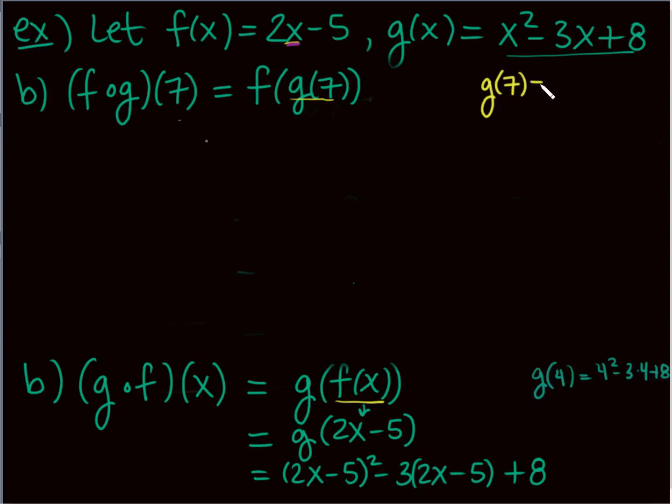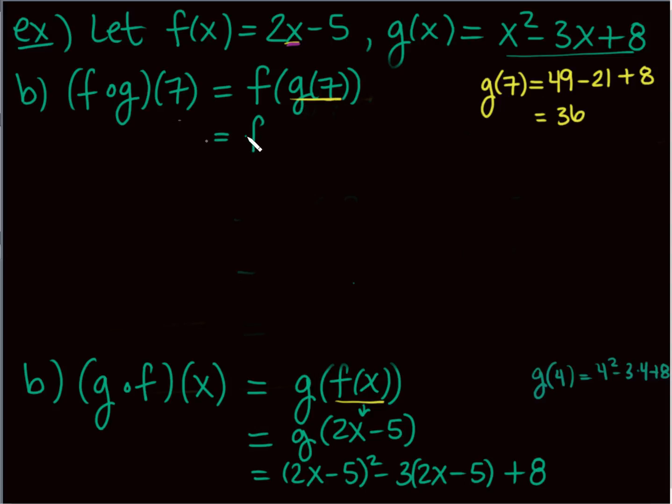What would g of 7 be? Well, that'd be 49 minus 21 plus 8. I'm getting my calculator. I shouldn't, but I just want to make sure I don't make a mistake. So what do we have here? We get 36. So what is g of 7? g of 7 is 36.